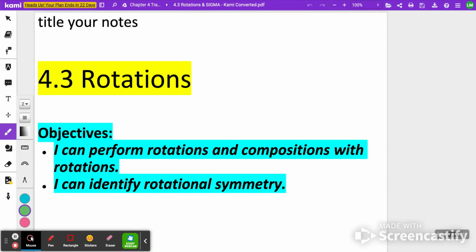Today we're going to look at lesson 4.3, rotations. So how can we perform rotations and compositions with rotations, and then how can you identify something called rotational symmetry?